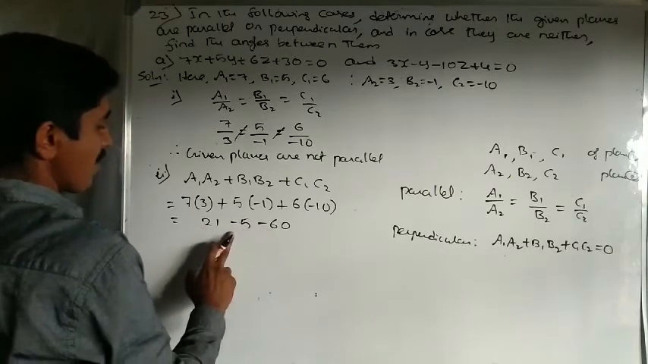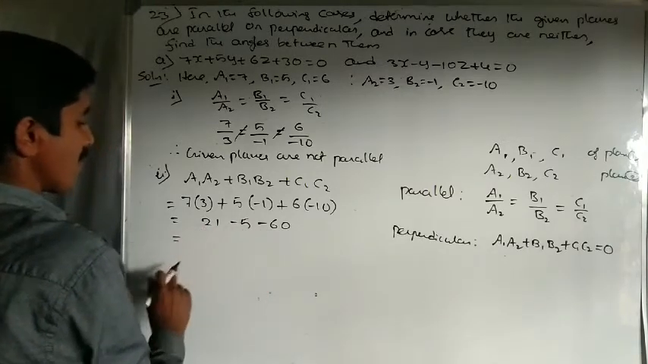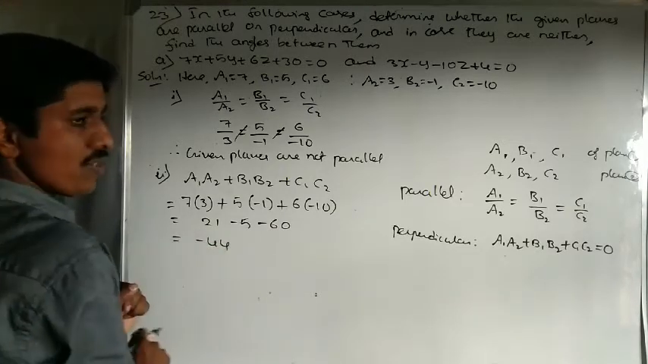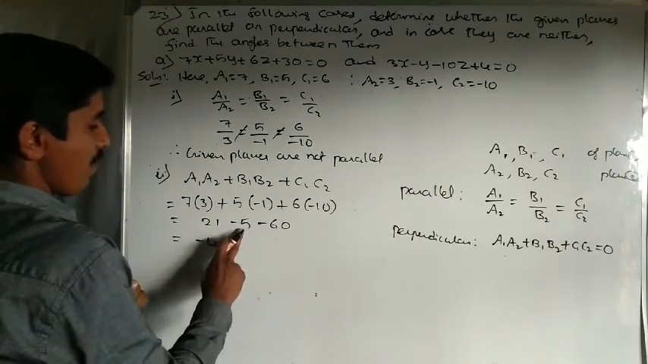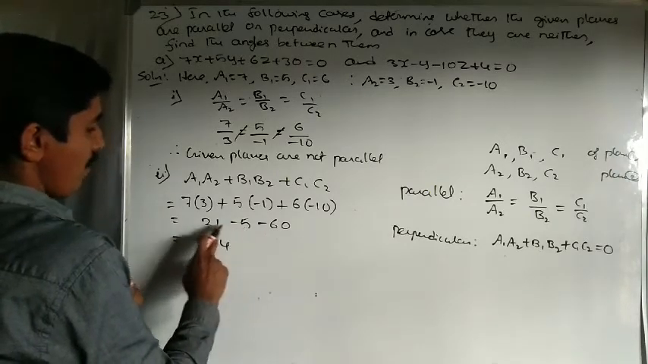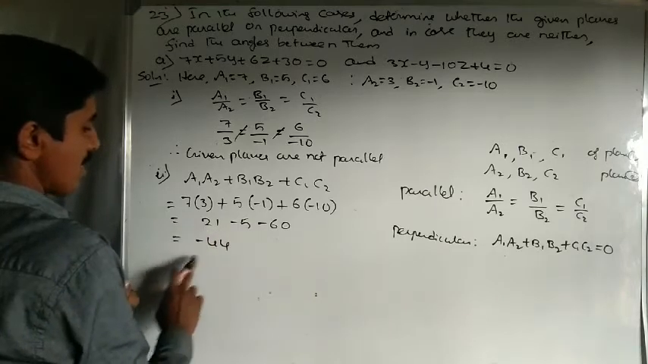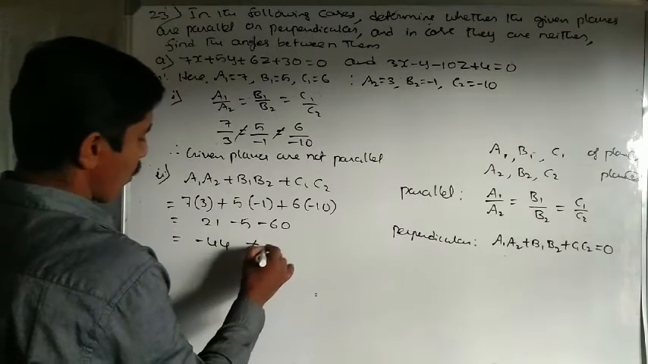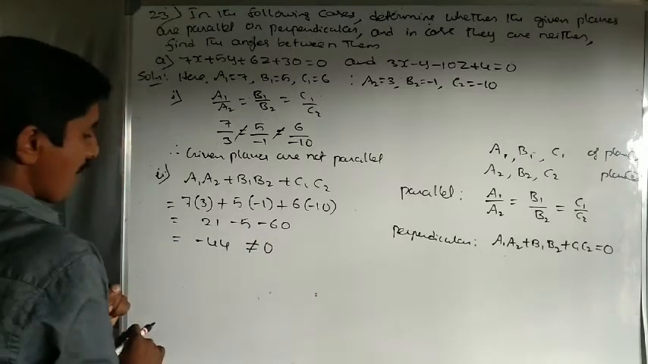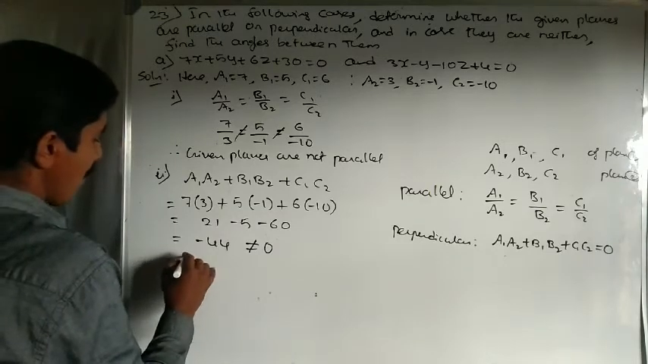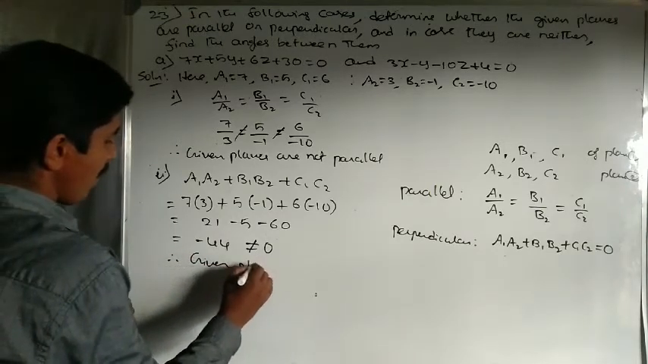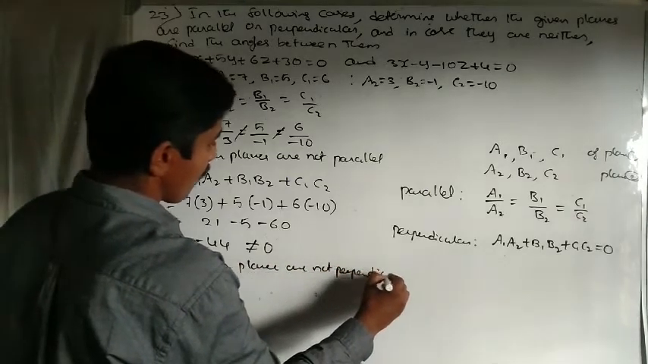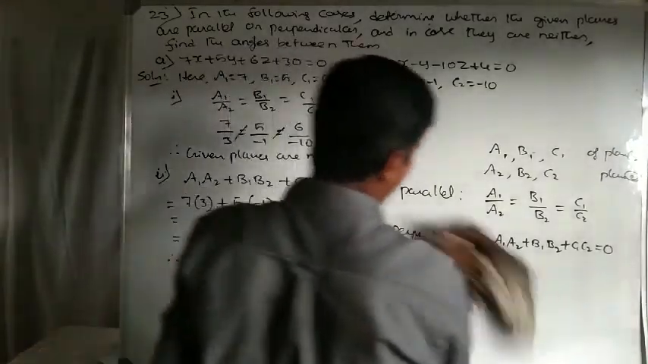Minus 5 minus 60 is minus 65, minus 65 plus 21 is minus 44. Minus 60 minus 5 is minus 65, minus 45 plus 21 is minus 44... actually minus 44, which is not equal to 0. Which is not equal to 0 means the given planes are not perpendicular.